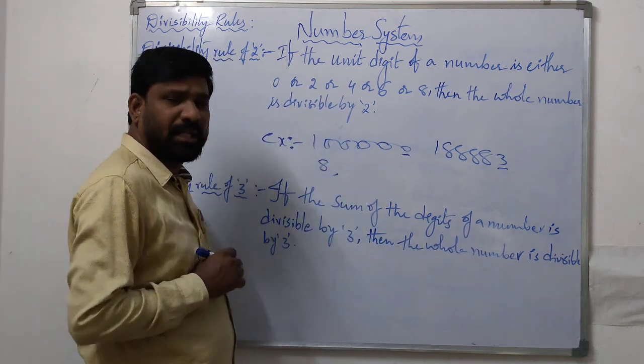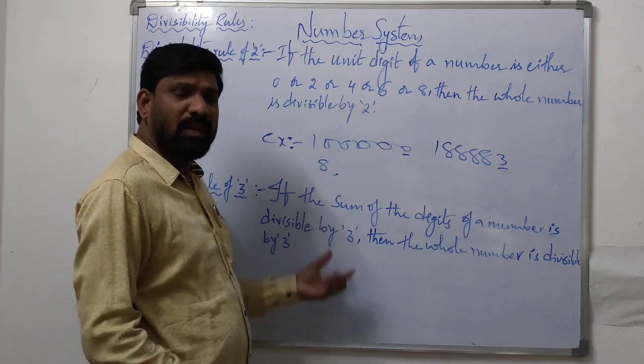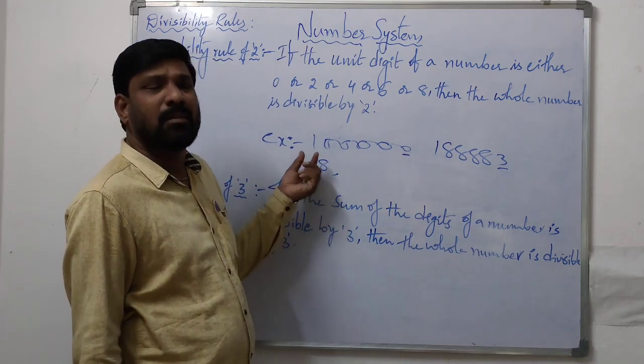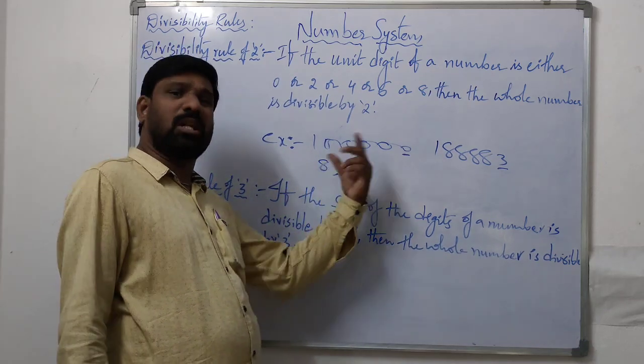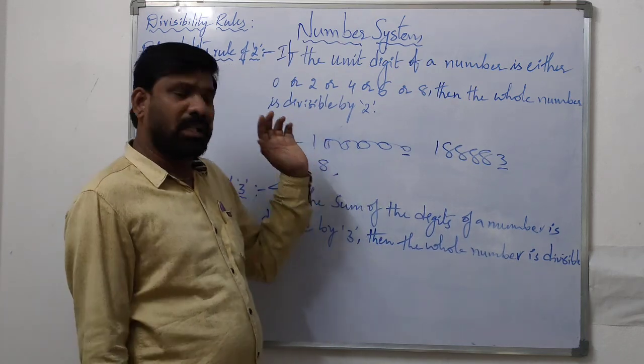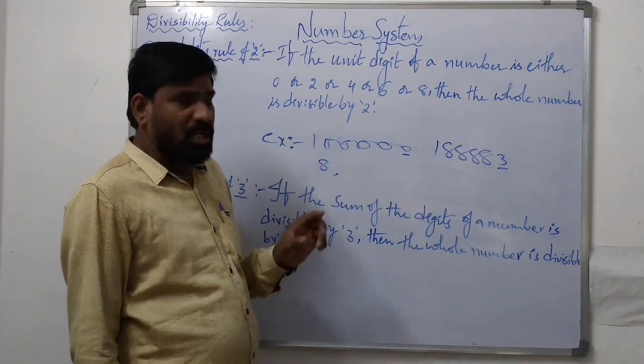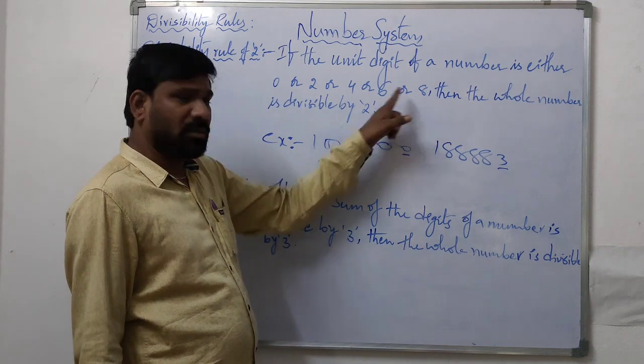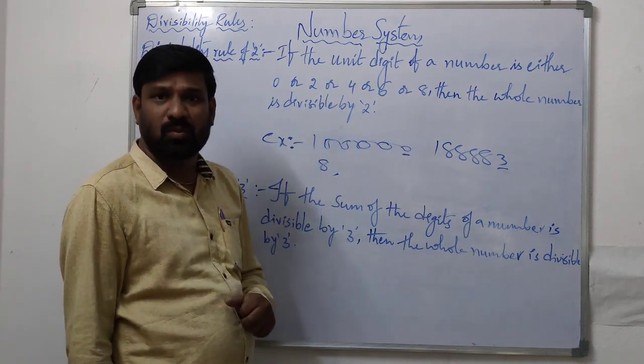For example, you take the number 8. Only 8 I have taken, a single digit. Will it be divisible by 2 or not? Yes. Because it has only one digit, that is the only last digit, the only first digit, and the only unit digit. So the unit digit is 8 here. So it will be divisible by 2.